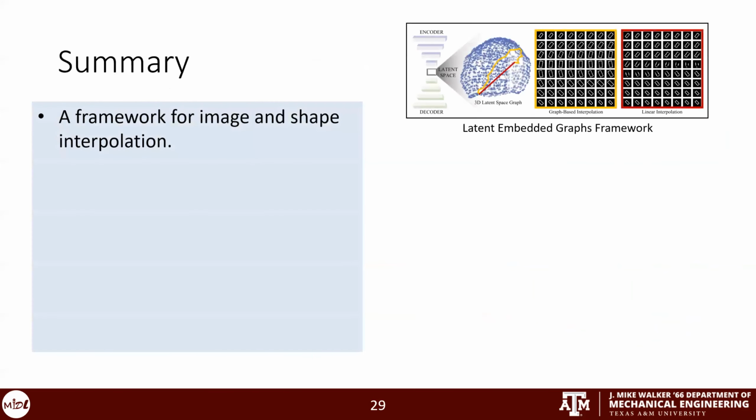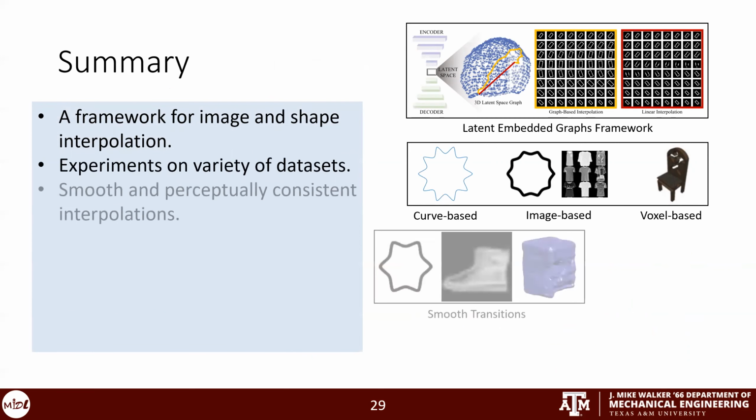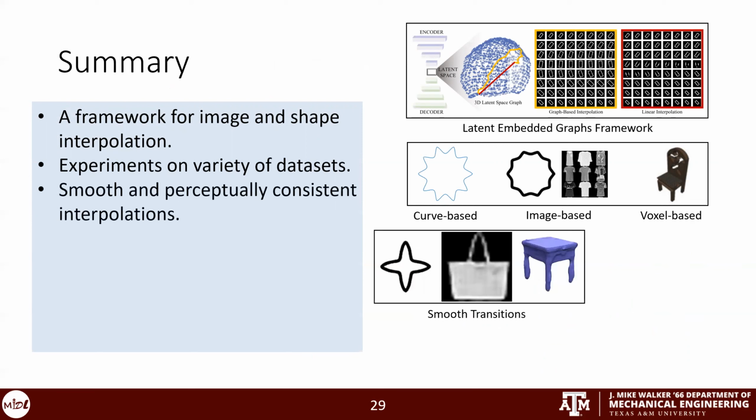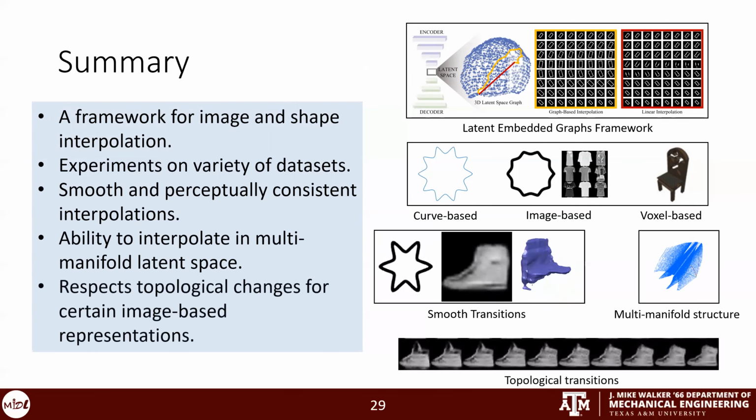In this work, we presented a framework for image and shape interpolation that combined the dimensionality reduction afforded by generator models with graph traversal strategies in order to carry out interpolation tasks. We conducted experiments on a wide variety of datasets to show robustness of our method. Our method generally produced smooth and perceptually consistent interpolations. We showed the ability of our method to interpolate along multi-manifold structures as well. And we also showed an example where our method respects the topological changes between shapes and images.